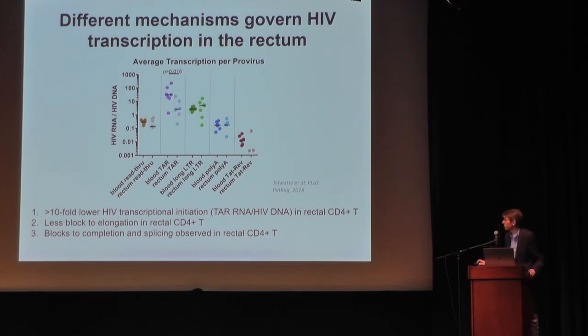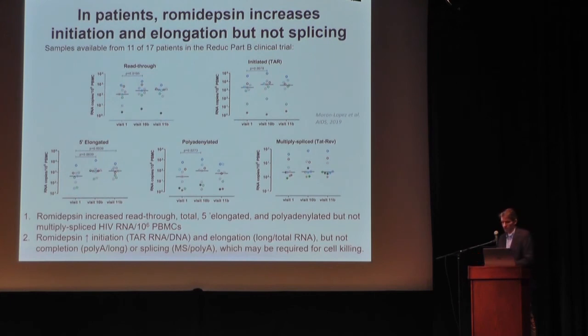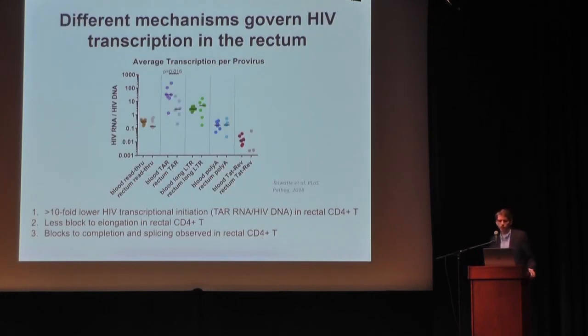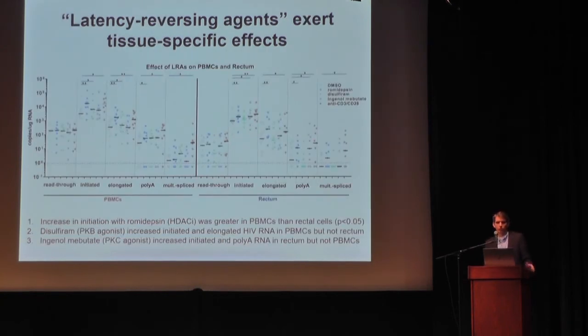However, in both types of gut samples, if you look at elongated HIV transcripts, the levels are much greater than polyadenylated transcripts, which are much greater than multiply spliced transcripts, suggesting that in the gut, as in the blood, you have these profound blocks to completion of HIV transcription and splicing. And based on this data, we wondered whether latency reversing agents would exert different effects in the blood and gut.